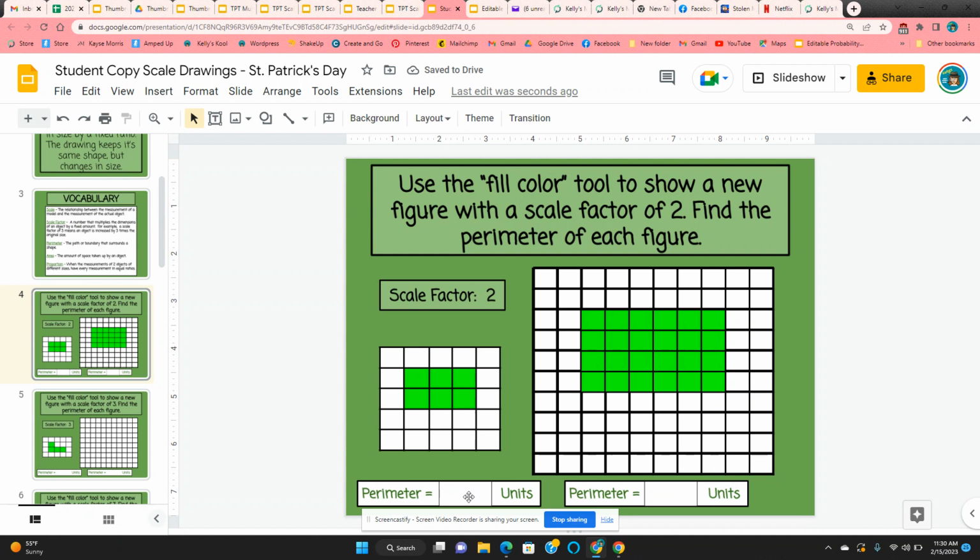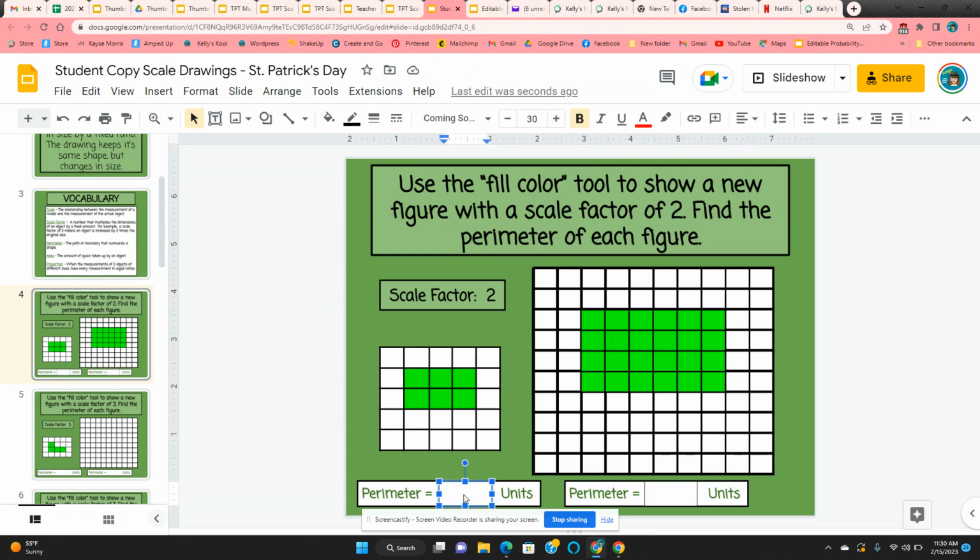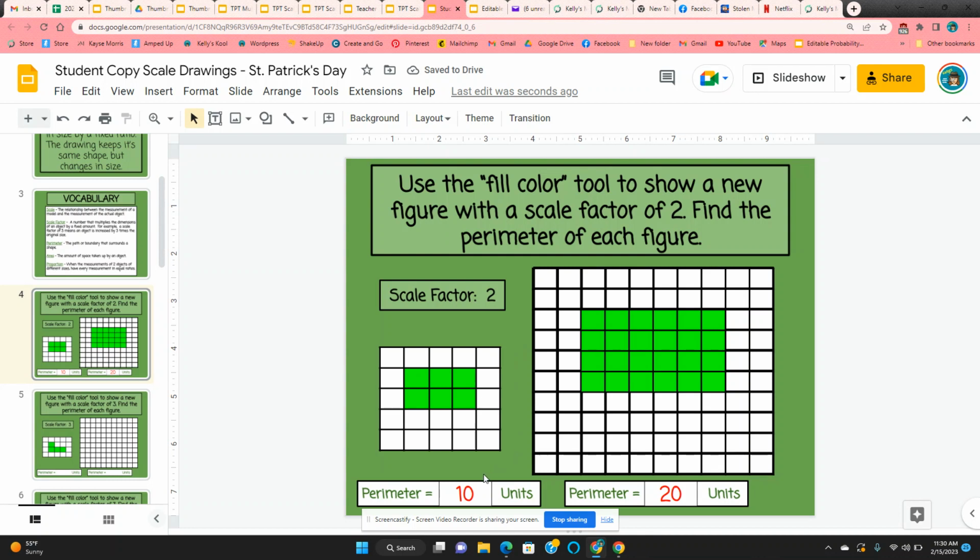Now they're going to come down here to perimeter. If they count the perimeter of the smaller figure, they're going to get a perimeter of 10 units. If they count around the outside of the larger figure, they're going to get a perimeter of 20 units. So you want to point out to the students that the perimeter from the smaller figure to the larger figure is going to increase by 2. They're going to multiply by 2.